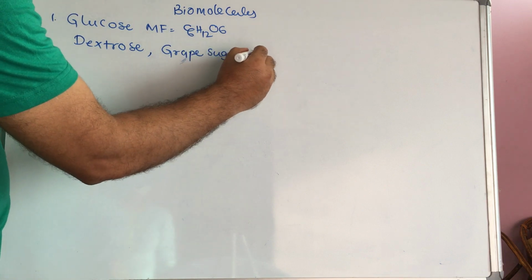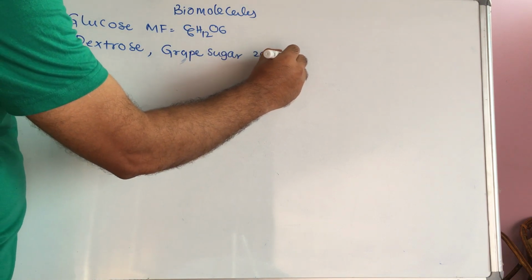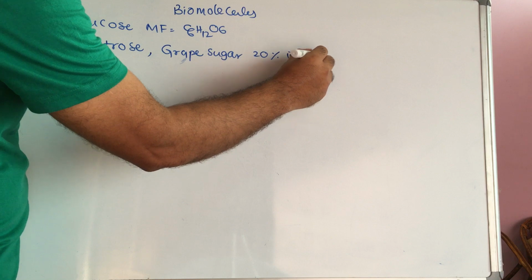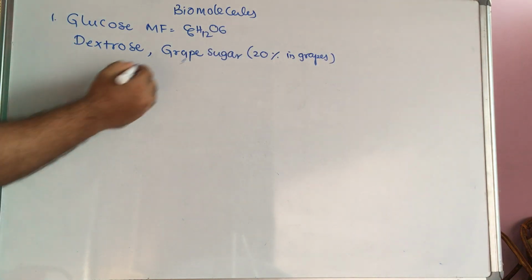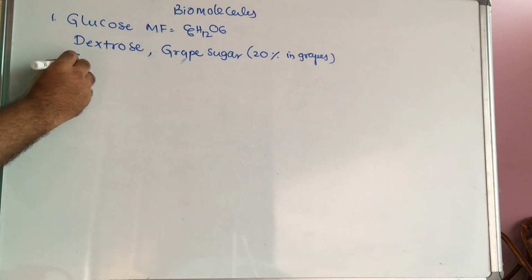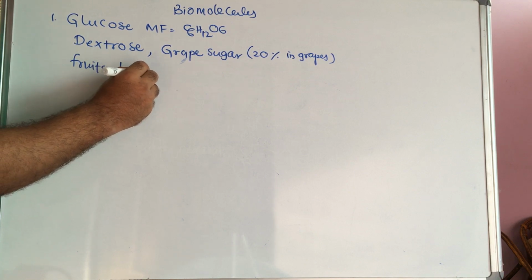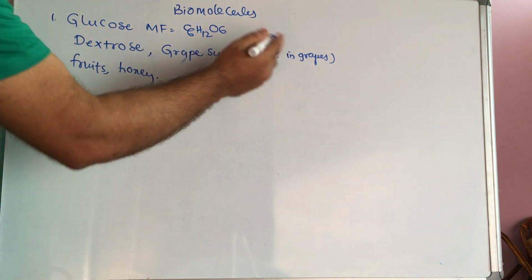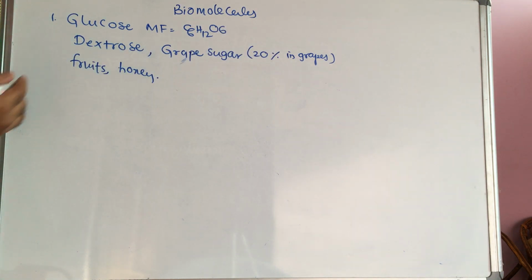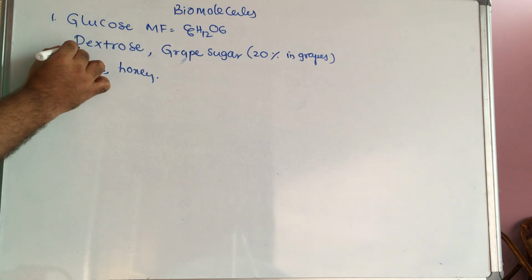The reason is that it is present 20% in grapes. Not only in grapes, all other fruits also, and in honey also. But mainly 20% is present in the grapes. That's what is called grape sugar.